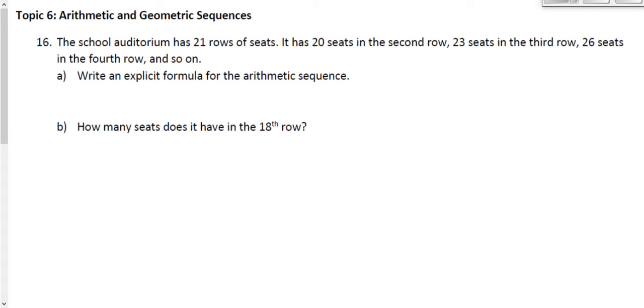It's important to note here that this is talking about the second row. 23 seats in the third row, 26 seats in the fourth row, and so on. So we're going to start by writing an explicit formula for this arithmetic sequence.